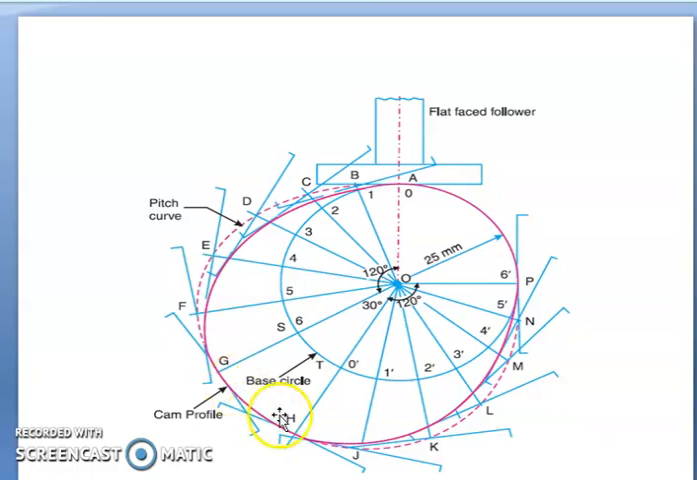The same is repeated for the return stroke also. With this, we are drawing tangential lines to the radial lines. We draw tangential lines with the point as center, extending equally to both sides, 10 mm this side, 10 mm this side, like that. And then we draw the curve touching the underside of the mushroom follower. That gives the cam profile.